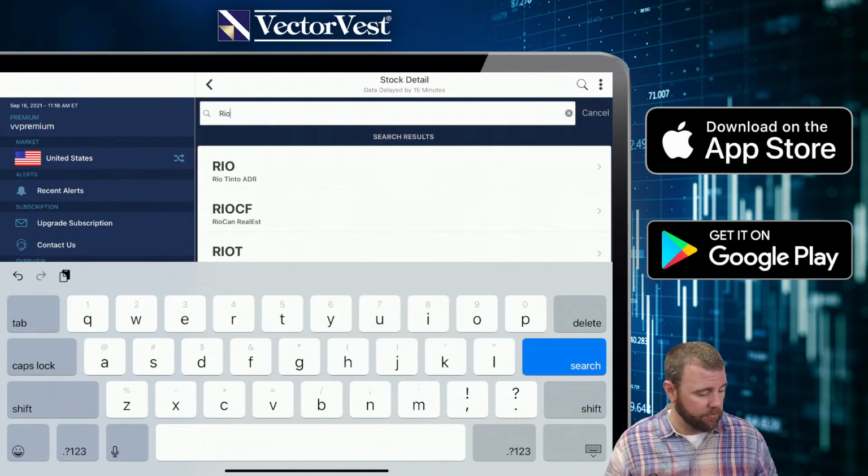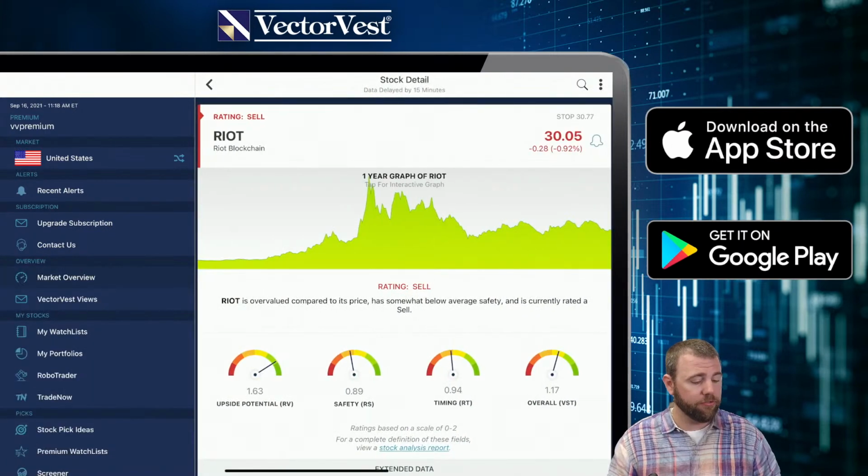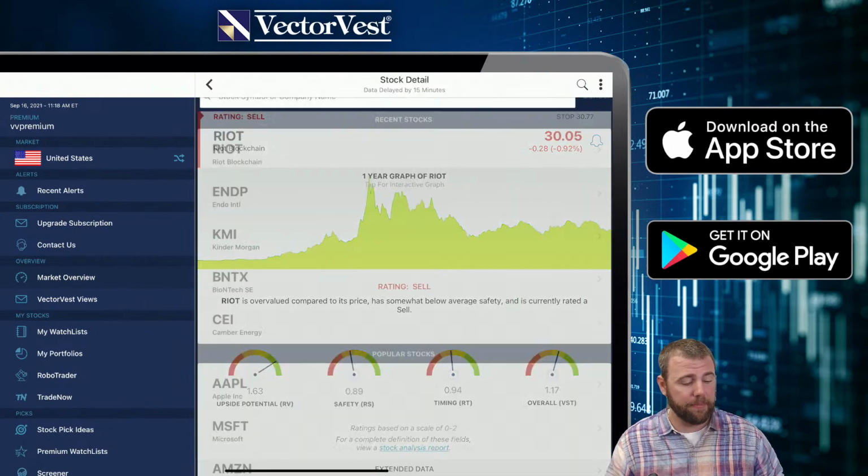Riot, RIOT. So Riot, great long-term potential, but does have a lot of risk associated with it. You are in a steady decline. Therefore, the stock is favorable, but the timing is not right to be long in it.